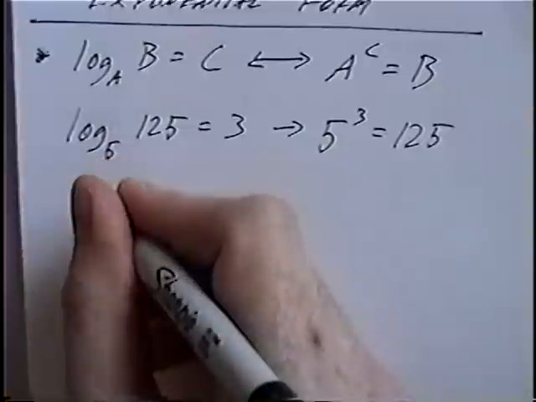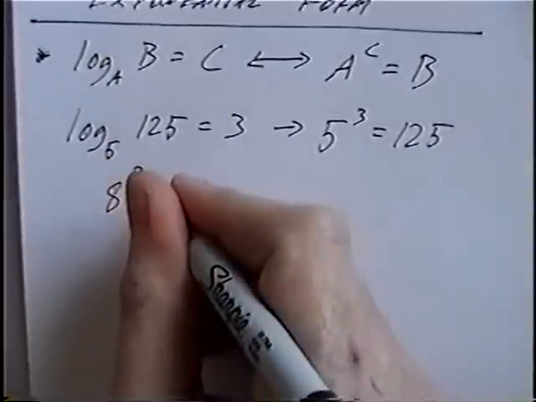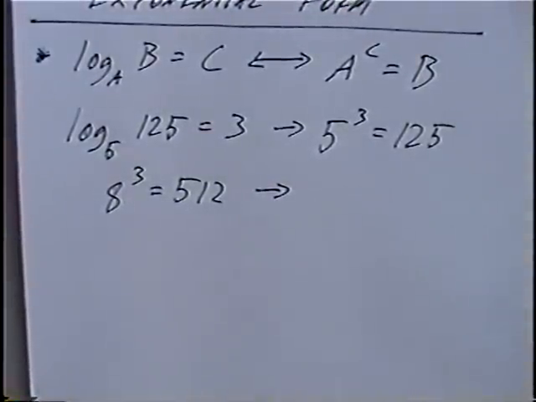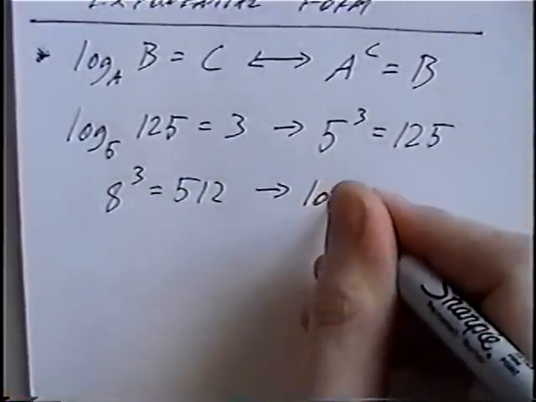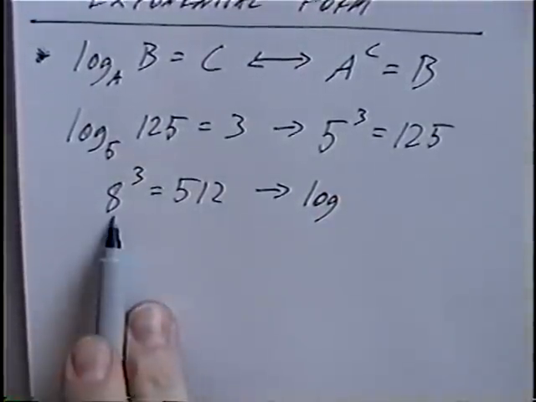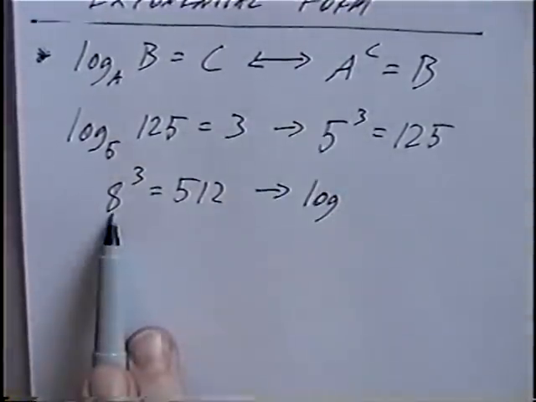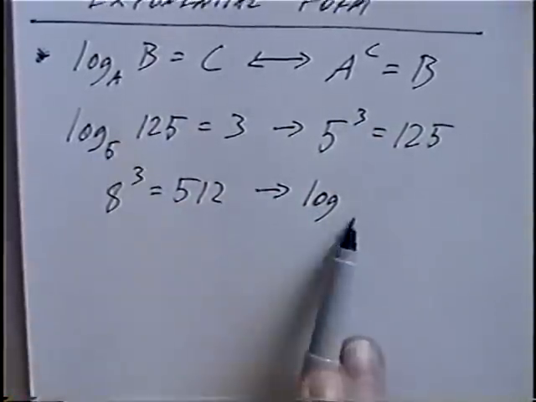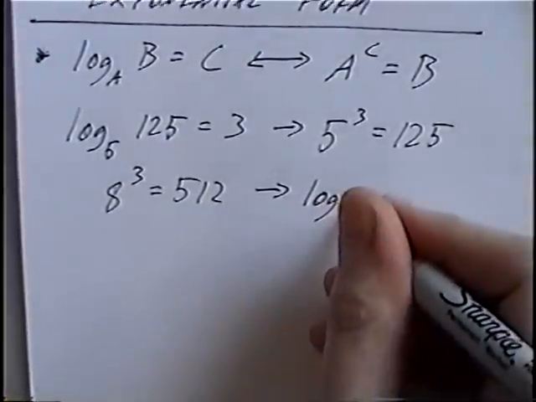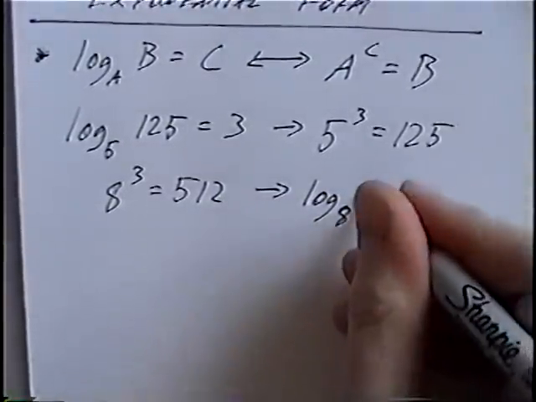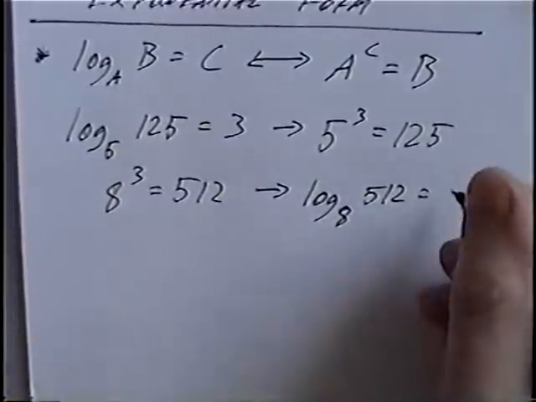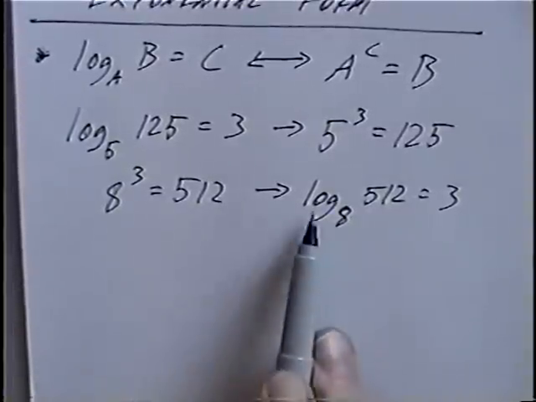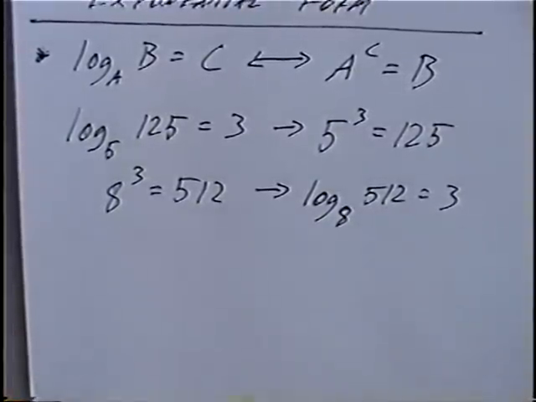Also, you can take an exponential form, such as 8 to the third power equals 512, and we can change that into log form. Log form will start with log. Again, going back to the exponential equation, A is equal to 8, C is equal to 3, and B is equal to 512. We can match up the letters and rewrite it. So A would be 8, B would be 512, and C would be 3. So 8 to the third power equals 512 in log form would be log 512, base 8 equals 3.